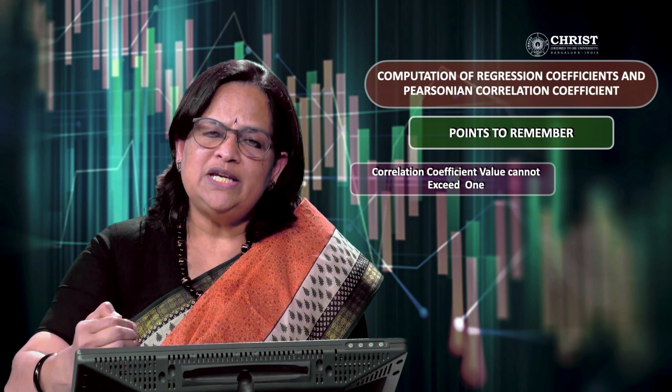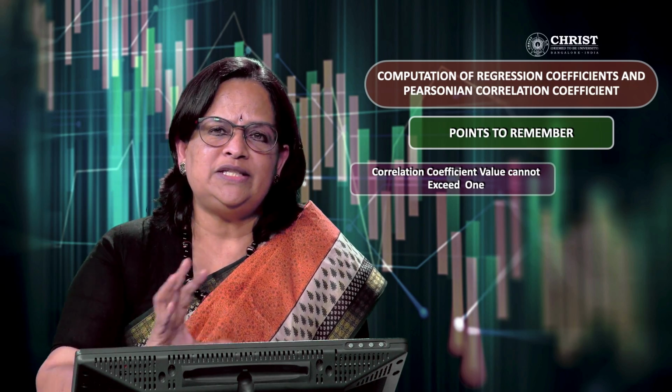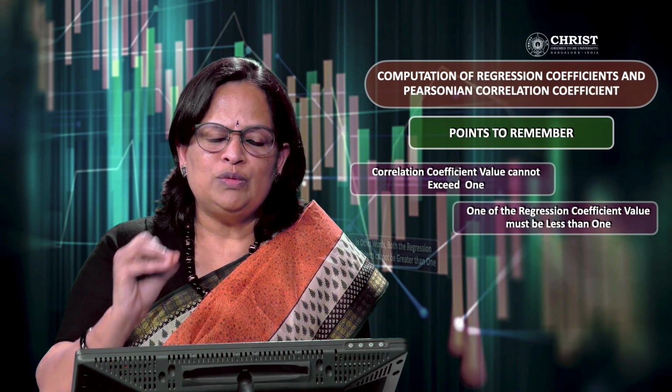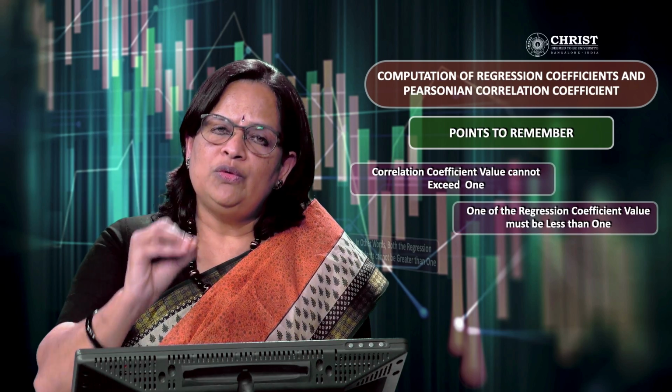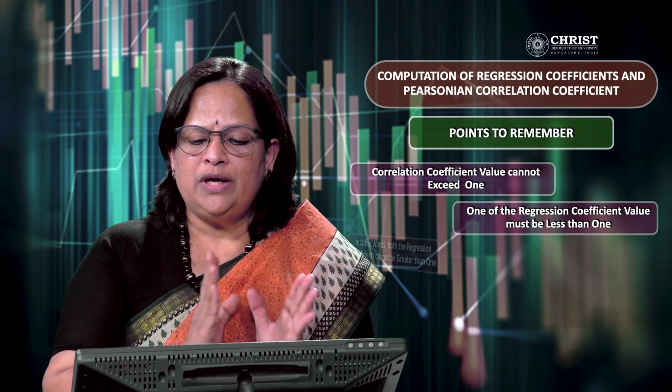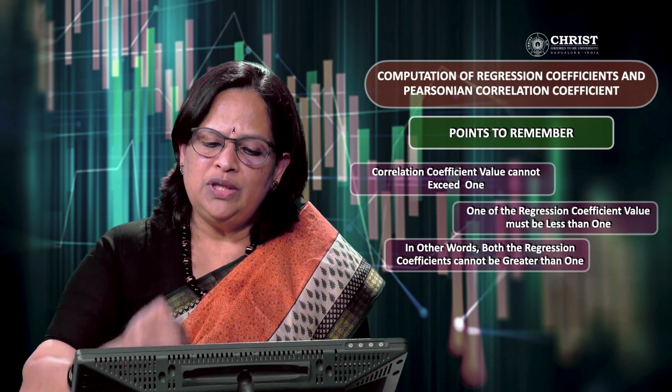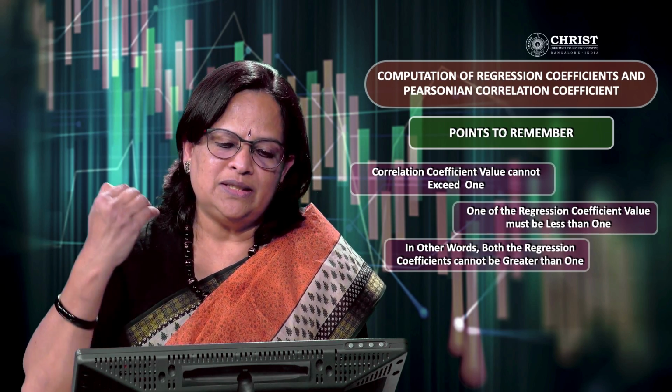So first thing you have to remember, correlation coefficient value cannot exceed 1. So if you are getting a value more than 1, you know that your calculation is wrong. Again recheck and correct the value. Second one is, regression coefficient value must be less than 1. Now we have an option because we have two regression coefficients. So the next point is, in other words, both the regression coefficients cannot be greater than 1.